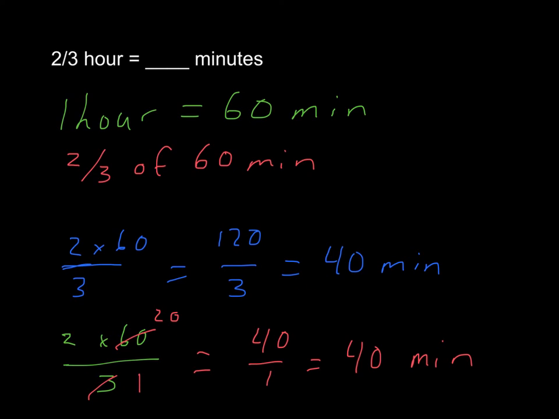Again, I can simplify here and say I know that 3 goes into 6 twice, so 3 must go into 60 20 times, and 3 goes into 3 once. 2 times 20 is 40. 40 divided by 1 is still 40. So I have 40 minutes total. Don't forget to write your label, please.